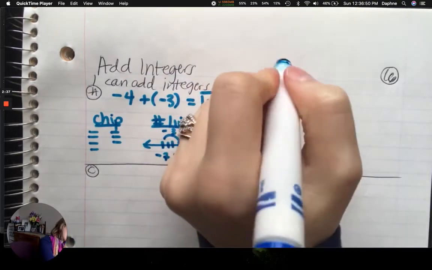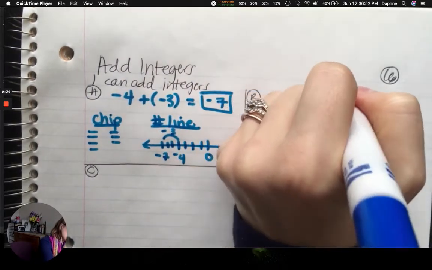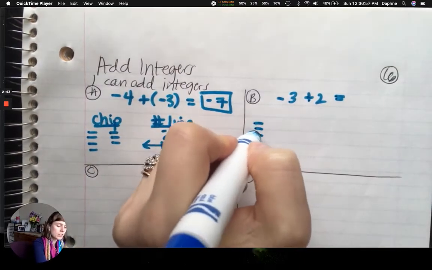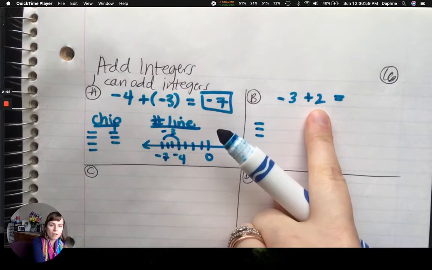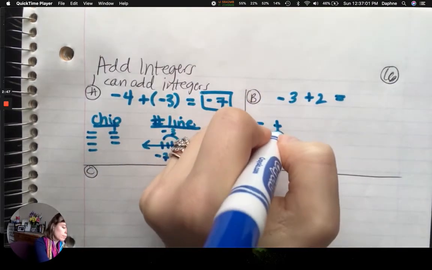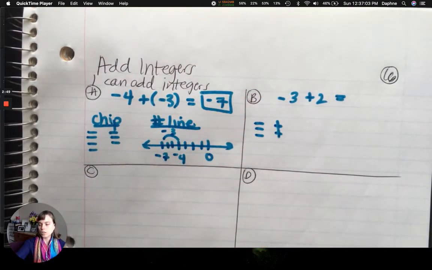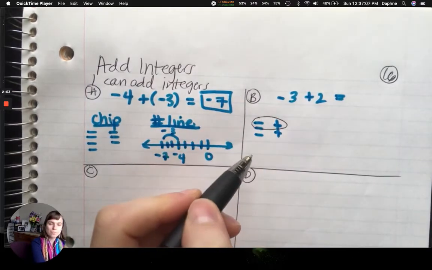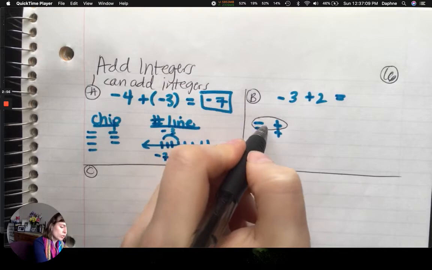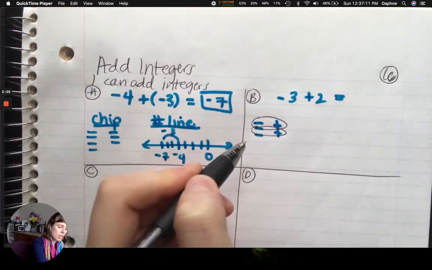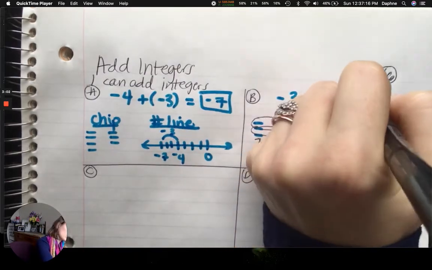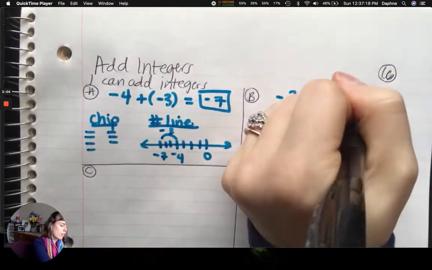What if we tried -3 plus 2? So again, the chip method, I'm going to have 3 negatives, but then this time I will have 2 positives. And what do you notice with a negative and a positive? What's -1 plus +1? 0. So those make 0. What about these? They make 0. So what's left? A negative. So this is -1 as our final answer.